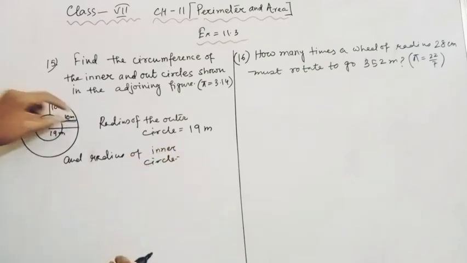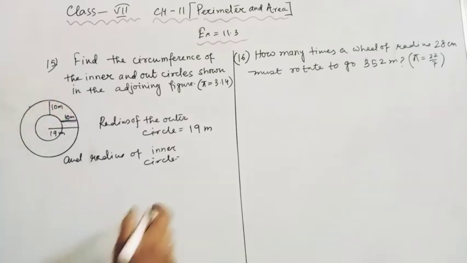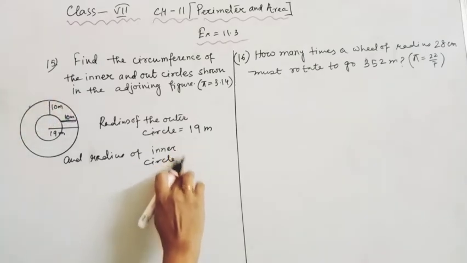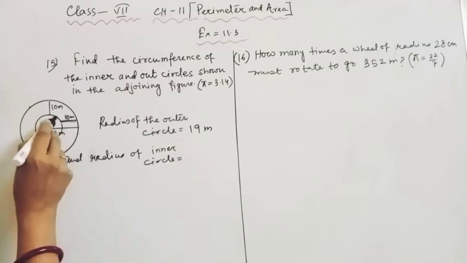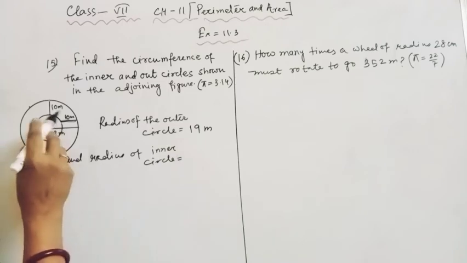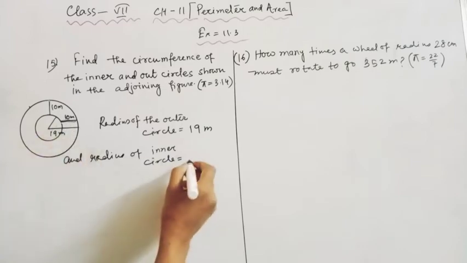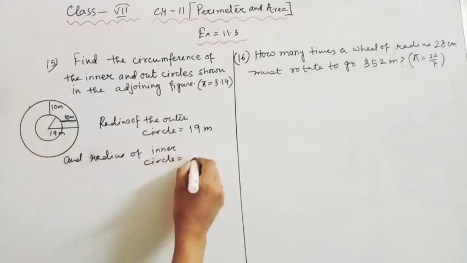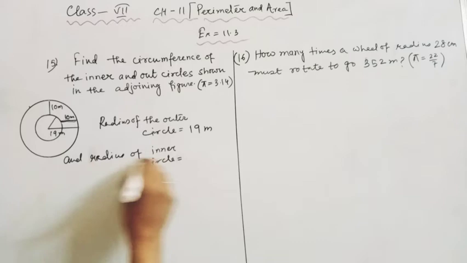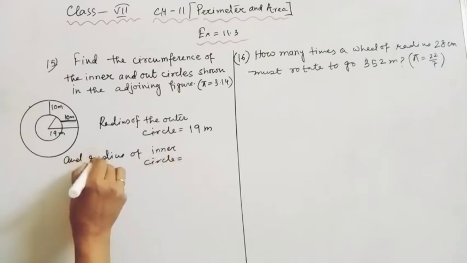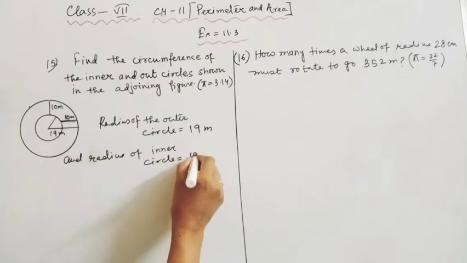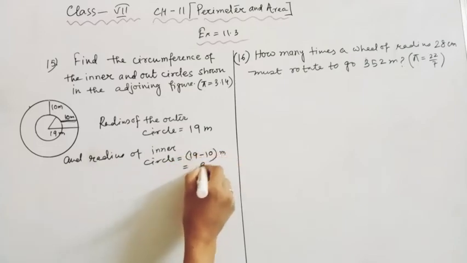is equal to this thickness, this width you have to subtract from the outer circle to get the radius of the inner circle, because the radius of the inner circle is up to here only. So you have to subtract this thickness or the width of the path. So radius of the inner circle is 19 minus 10 meter, that is 9 meter.